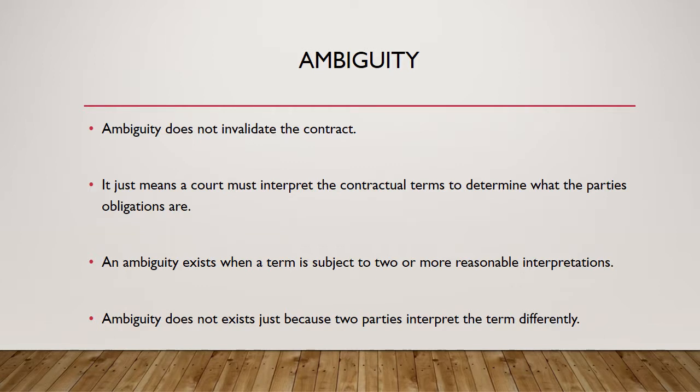There are a lot of times where courts look at a term and decide, well, you both interpret it differently, but it really doesn't mean two different reasonable interpretations. There's only one reasonable interpretation. And so a lot of times, just because there's a dispute and two people have different views in the contract doesn't mean that an ambiguity exists.